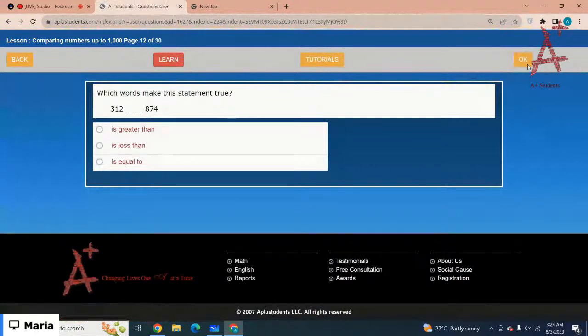Okay, which words make the statement true? 312 and 874, which is the correct option? 312 and 874, right? Just look at their hundreds digit. 3 and 8. So 3 is less than 8, right? That means 312 is less than 874.